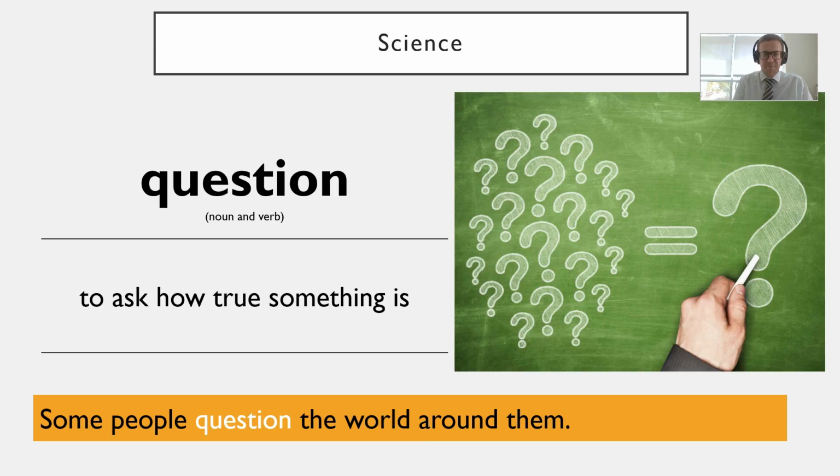Question. To ask how true something is. For example, some people question the world around them. So I think you understand question, it's the thing that goes with this mark, but it can be a verb and it can be a noun. In this sentence I've used it as a verb. So when you question something, it means you ask if something is true or not. For spelling, it's a bit difficult because we have k at the start with QU, and then we have shn at the end with a T that we don't really pronounce. It's not stion, it's shn, question.